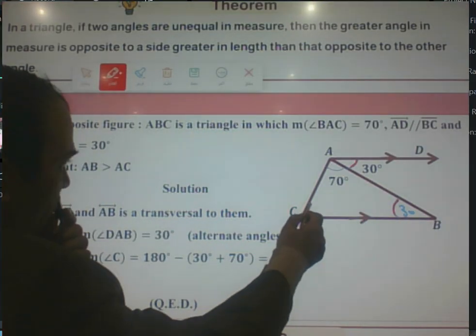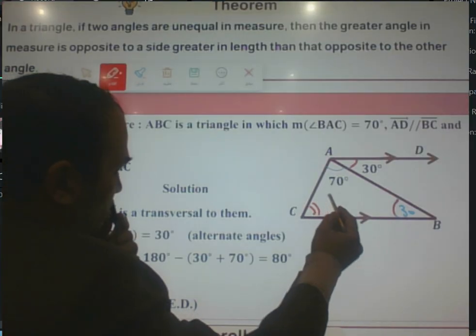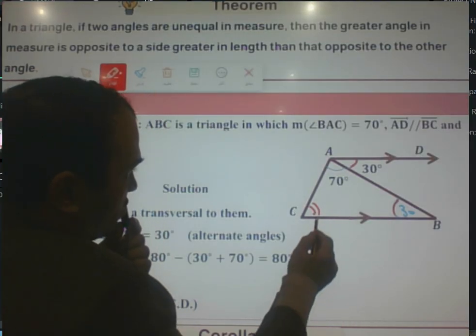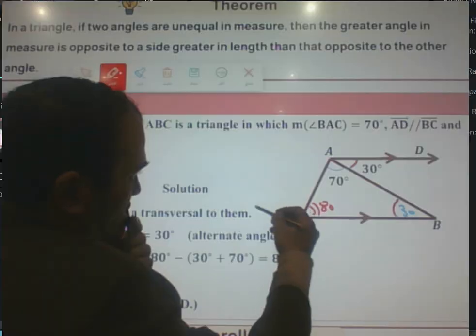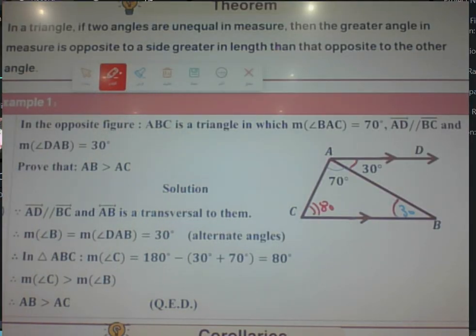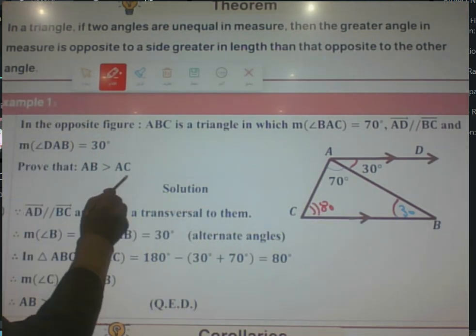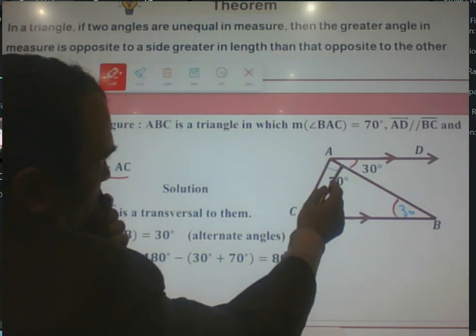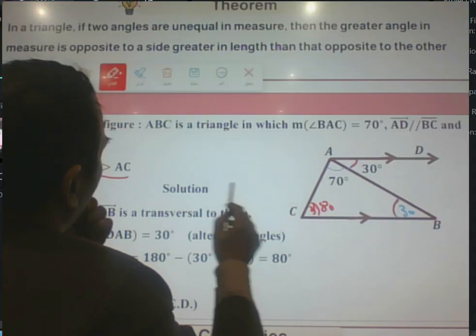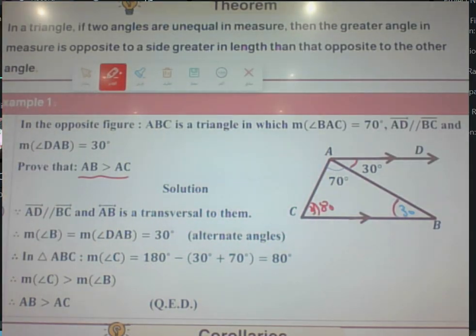In this triangle, we can find the measure of angle C. The sum of interior angles equals 180, so 30 plus 70 is 100, subtract from 180 equals 80. Then we have the difference relation between all three angles in this triangle. Look here, he wants to prove that EB is greater than AC. EB is opposite angle 80 and AC is opposite to angle 30. Then we have the difference relation between two sides.